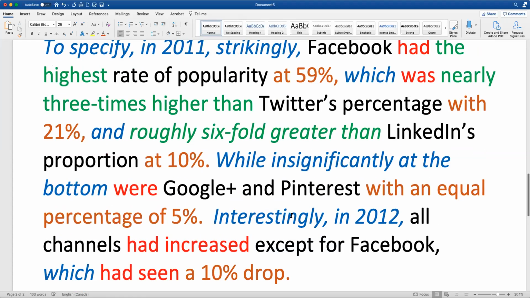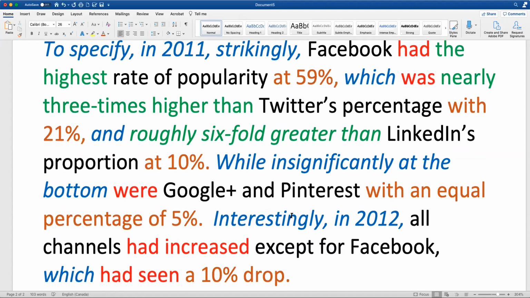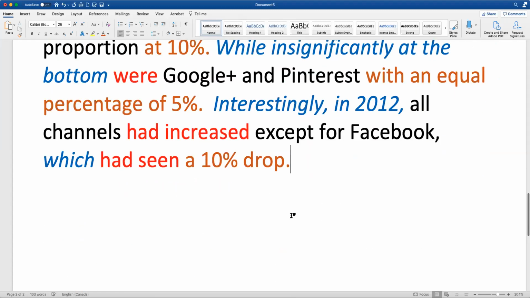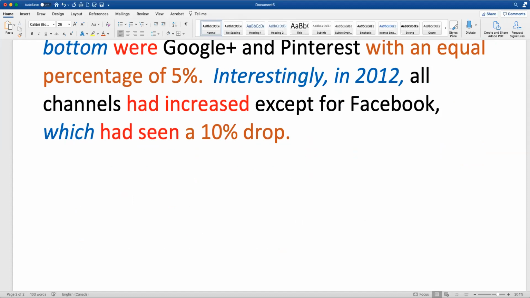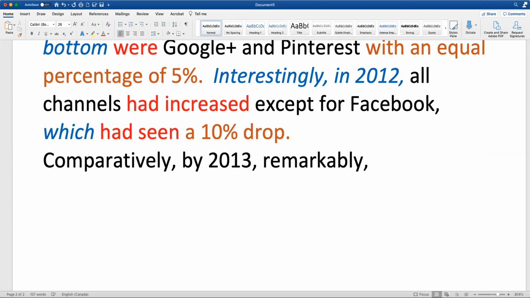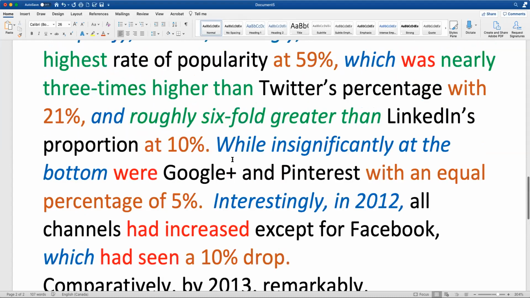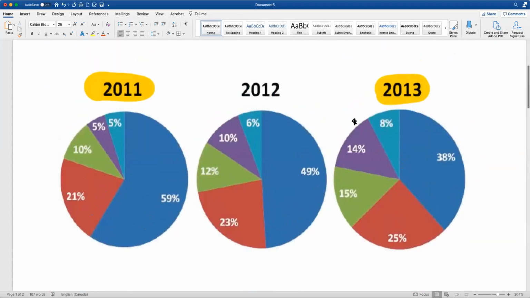Any questions about that one? All right. So let's get to the last paragraph. Comparatively, by 2013, remarkably. So when we look at the last paragraph, we need to make sure that we emphasize the biggest changes. And it seems like the biggest changes are which ones?